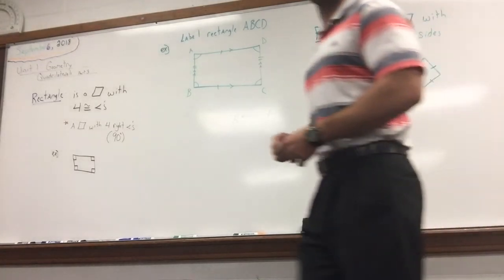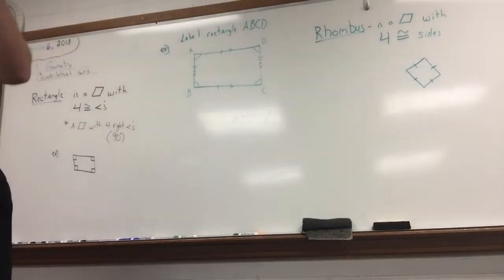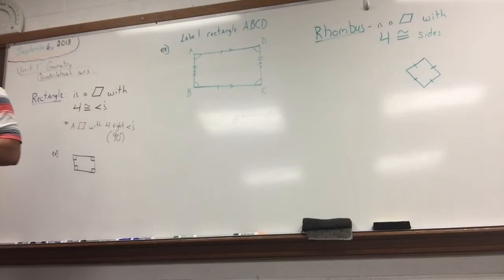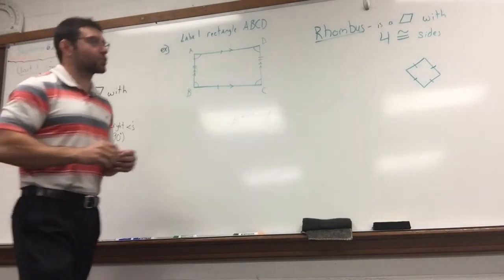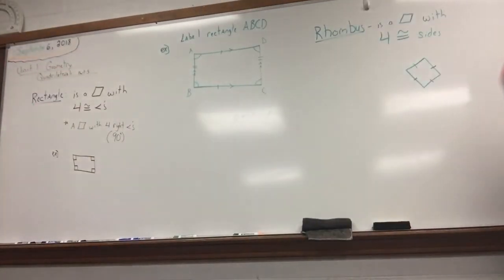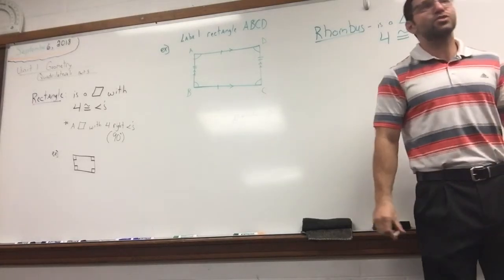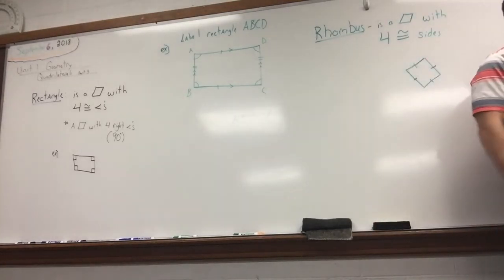What do you think the last thing in this portion of our flow chart is going to be? Let's get somebody new. Lydia? A square. A square is always a rectangle.